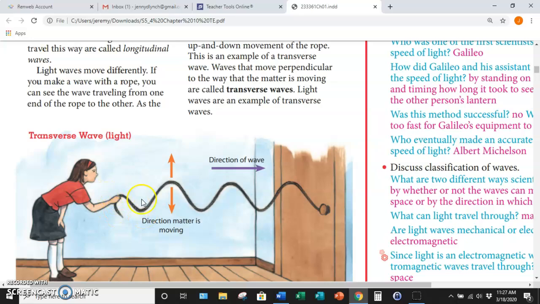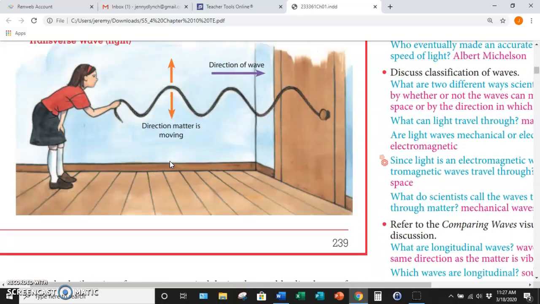So, as the rope is moving up and down, the direction of the wave is going this way, but the matter is moving up and down. So that is a transverse wave, which is light.